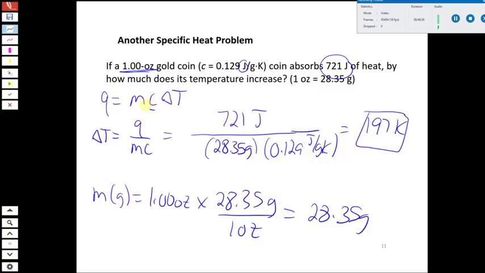So be familiar with all that, and really the only trick to this is make sure you have the units right so that everything works out. Heat in joules, mass in grams, and then we get Kelvin as our answer. That's our delta T, so that could also be written as 197 degrees Celsius as well. Okay? Questions?